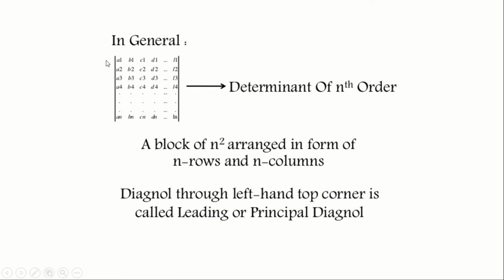Similarly, if the determinant has n number of elements, that is from a1 to an, so there are numerous elements in this determinant, then this type of determinant is said to be a determinant of nth order. It is a block of n squared elements arranged in the form of n rows and n columns. The diagonal through the left hand top corner, so from the left hand top corner to this side, is called the leading or principal diagonal.